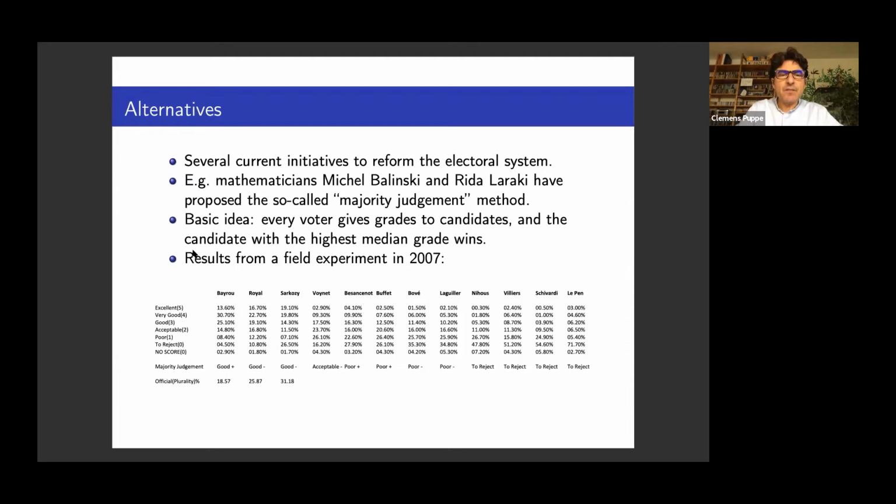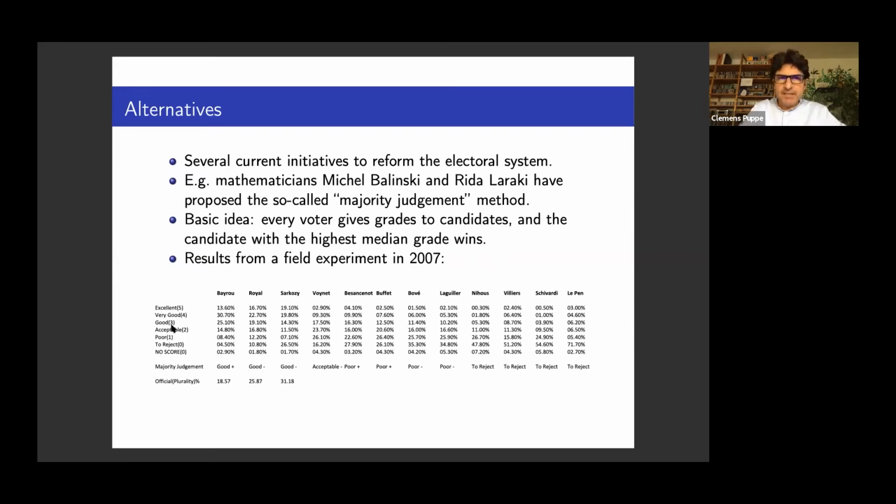And the idea is as follows, and you can see this here in a table, and this table resulted from a field experiment just after the elections in 2007. Namely, each voter should not give one vote to one of these candidates, but say how well he would find this candidate on a scale of excellent, very good, good, acceptable, poor, to reject. And there was also the possibility to simply say, I don't give a score.